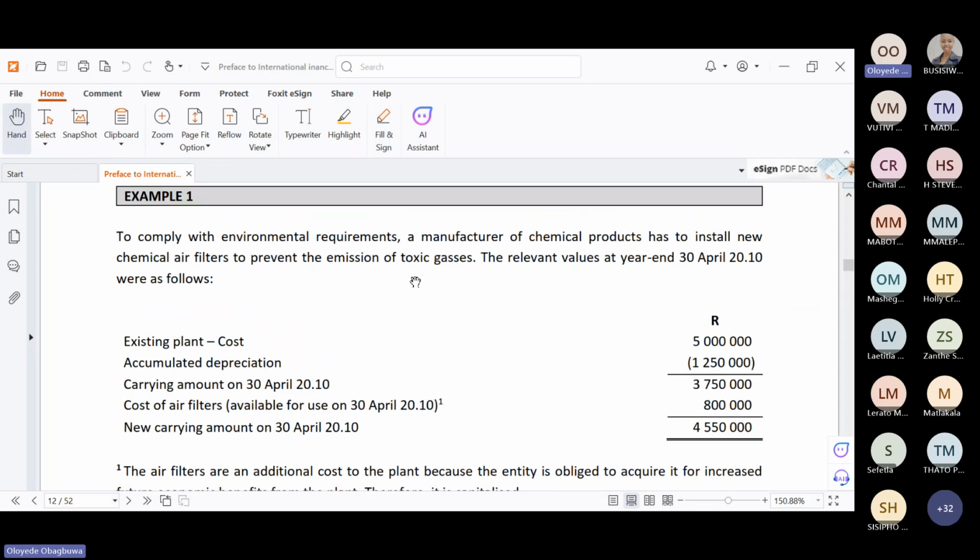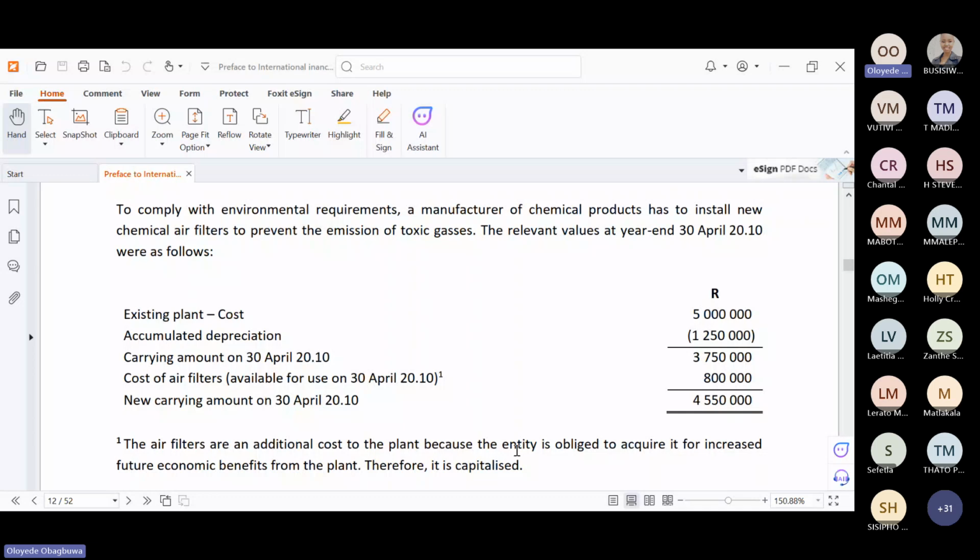Okay, that's the example I've shown. You can see the cost of the filter is 800,000. They have seen this filter as a very important component in the plant that will also increase the future benefit. It will maybe extend the life of that plant, thereby bringing about an increase in future benefit of that plant. So that amount has to be capitalized instead of expensing it straight to P&L. Okay, so that is the explanation here. We just have to note that as we go on, okay?